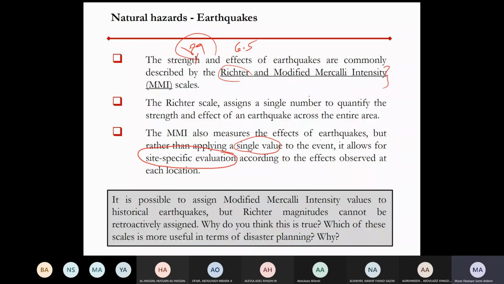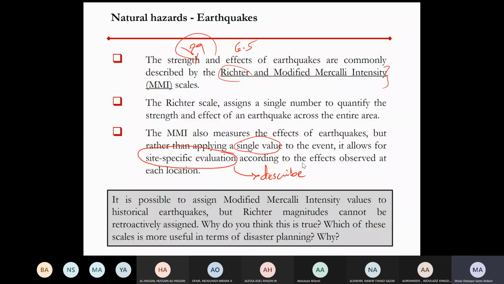So the MMI, the modified Mercalli intensity scale, will describe the earthquake. It tells you the effects of the earthquake, damage to buildings, the amount of shaking that was witnessed, descriptive information to categorize the earthquake. That's what the MMI does. Though there are some tables that can be used to convert the Richter scale to MMI and the MMI scale to Richter scale.